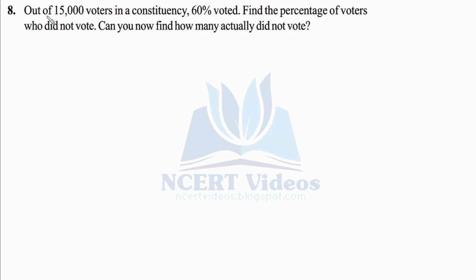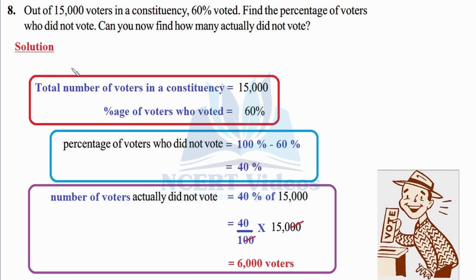Question 8. Out of 15,000 voters in a constituency, 60% voted. Find the percentage of voters who did not vote. Can you now find how many actually did not vote? In this question, we are given the total number of voters. So we wrote total number of voters in a constituency equals 15,000. The constituency is an area from where a candidate is elected, and the other information is that 60% of people voted.